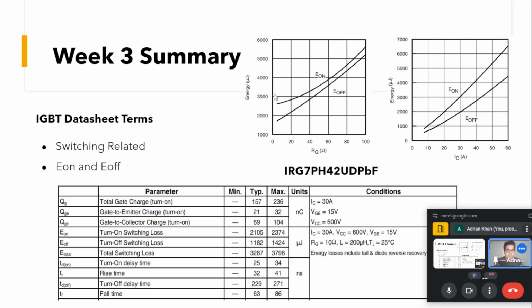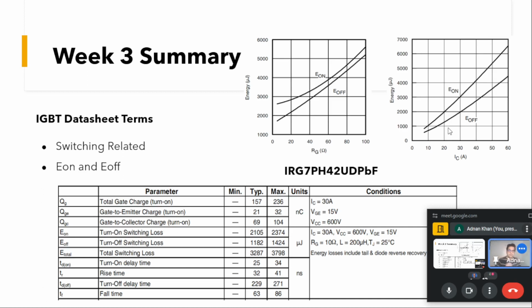Here you can see the turn on and off losses. What are the losses associated with a particular device? Like I told you, we put a device under the double pulse test and we see this. We characterize the devices and calculate these turn on and turn off times. Here you can see we have this E on, which gives us the turn on switching losses.